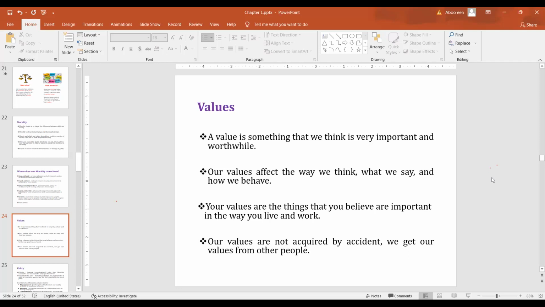in the way you live and work. Our values are not acquired by accident. We get our values from the people. So for example, some people, you see, they feel the values are very much important about, let's say, some things. So some people, they cannot miss that people. So let's assume that for a family, if a family miss his father, so they will feel a great loss.